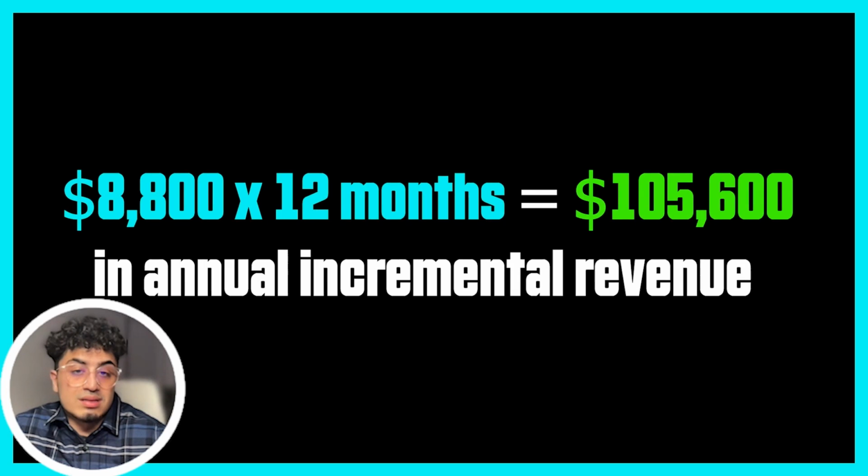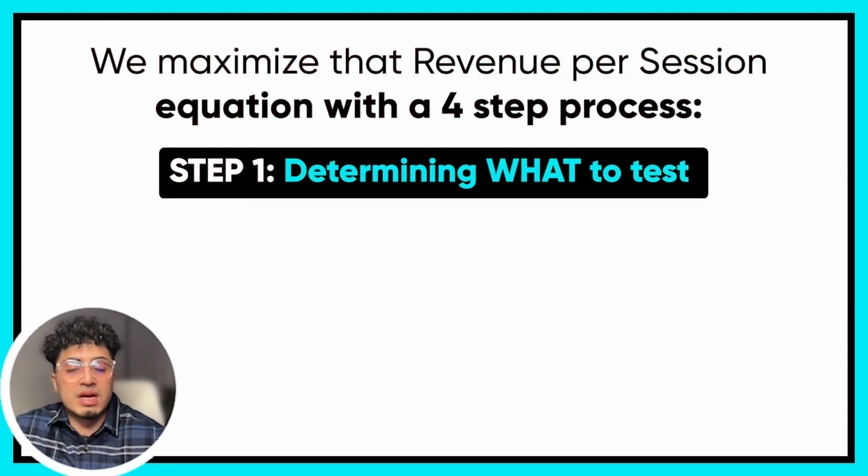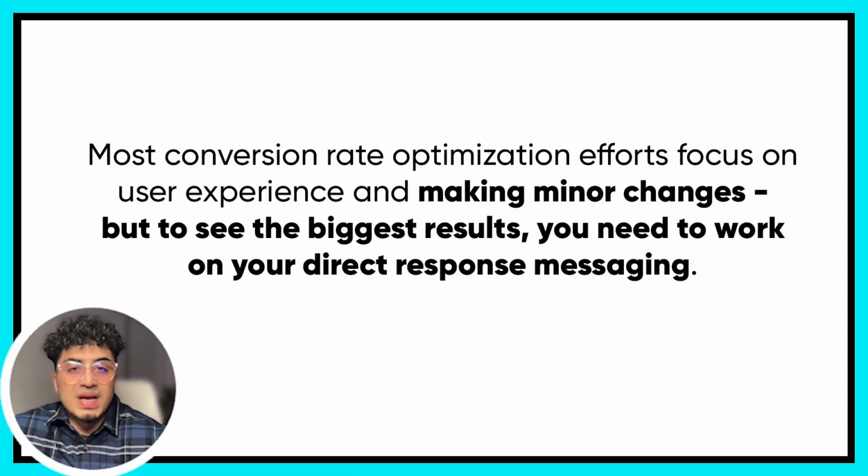It's relatively easy to implement a test that actually has dollars that are worth it. The second thing we do is direct response plus user experience. The best design pages in the world selling something that no one wants won't convert. Conversely, the best offer in the world combined with a terrible user experience will see conversion rates drop off a cliff when it scales. Most conversion rate optimization efforts focus on the user experience and making minor changes, but to see the biggest results, you need to work on direct response messaging.